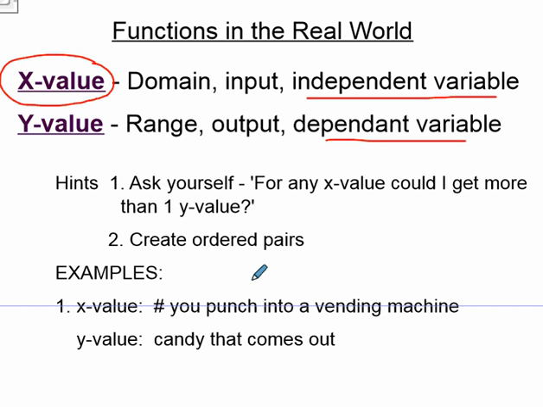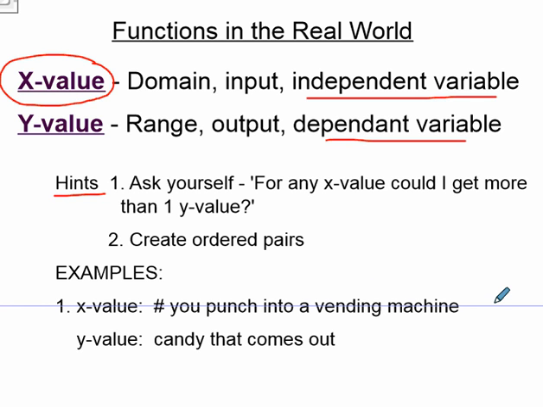So let's look at some real world functions and see if we can determine if they would be functions or not. So here I have some hints that might help you. The first one says, ask yourself, for any X value, could I get more than one Y value? That's the definition of a function or not, right? And for number 2, it says to create some ordered pairs. So coming up with some examples might help you as well. So let's just talk through some of these.